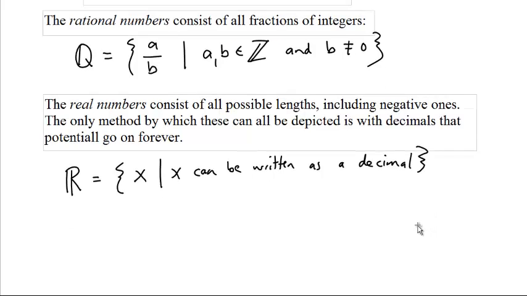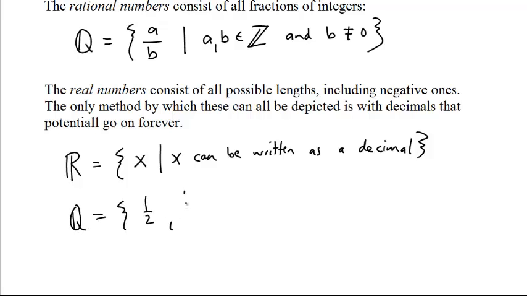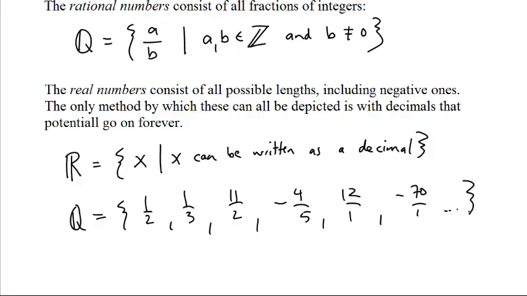It's a bit cheesy. But Q, the rational numbers, include things like fractions 1/2, 1/3, they don't have to be proper fractions, 11/2, that works. We have negative fractions, -4/5, that's totally fine. And we also have all of the integers, because there's no reason why you can't have 12 over 1, which is 12, or -70 over 1, which is -70. So it's all of the integers plus additional fractions.